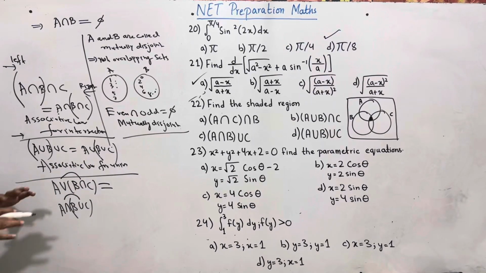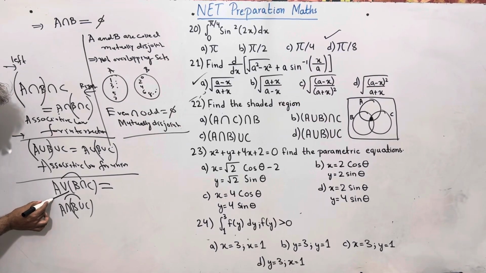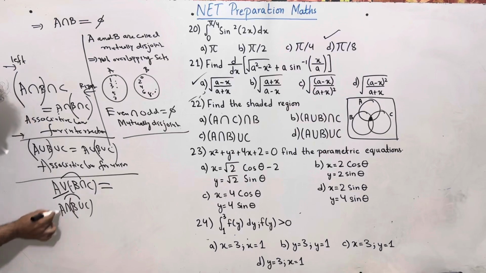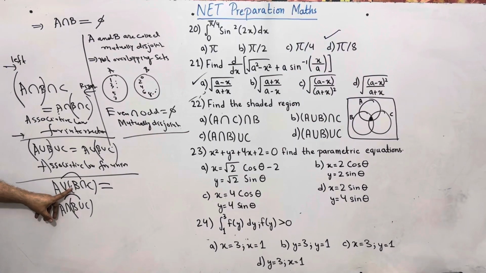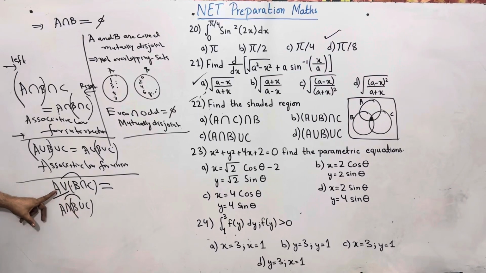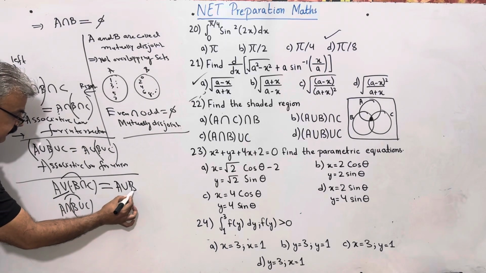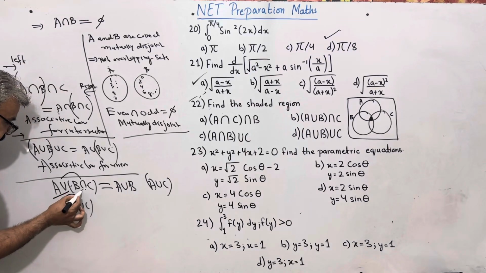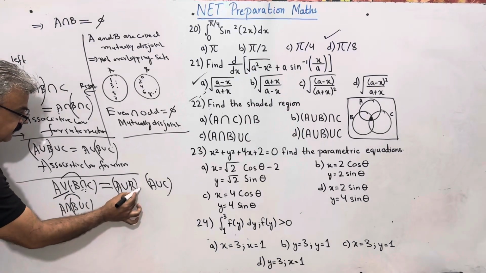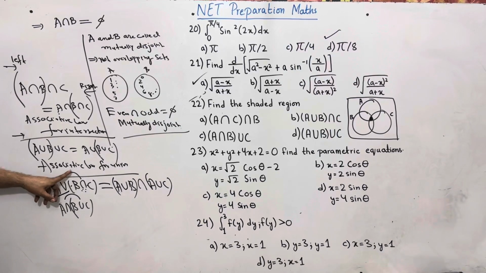Like ordinary multiplication, write A union in front of B as well as in front of C, like this: A union B and A union C. This bracket, this symbol remains intact. It's our intersection. This is our distributive law of union over intersection.